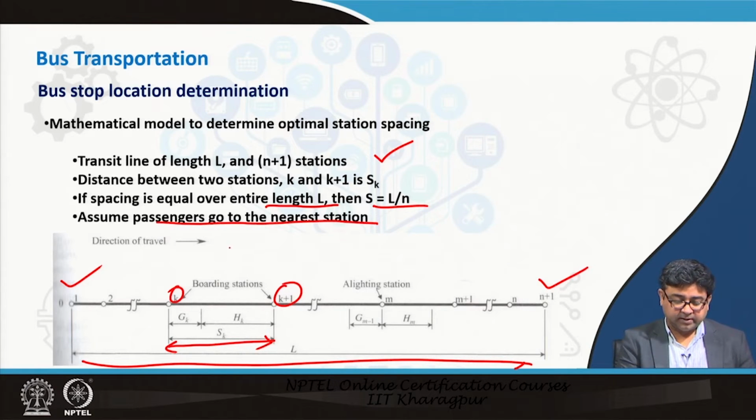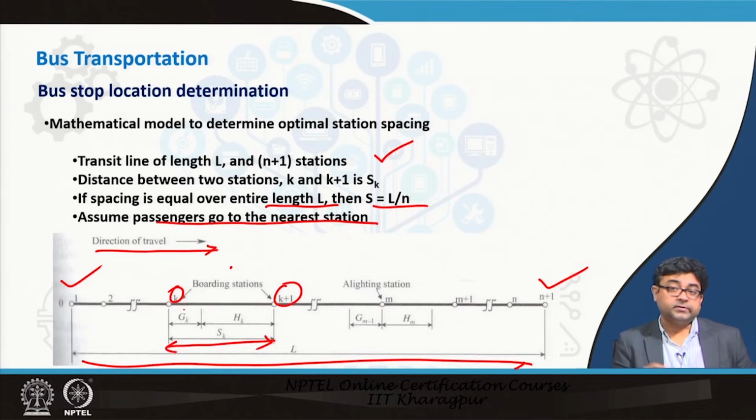Say, for example, you are living somewhere here and your direction of travel is this way. You want to access the station that is closest to you, either k or k plus 1, whichever is closest. That is an assumption that we make in developing the relationship. So, there are 2 stations, where k is the boarding station and m is the alighting station. What we want to develop is the spacing between them. If you know the spacing between them, then we can tell exactly where to locate them. So, the spacing between the 2 will determine the location of where it should be placed in a transit line.